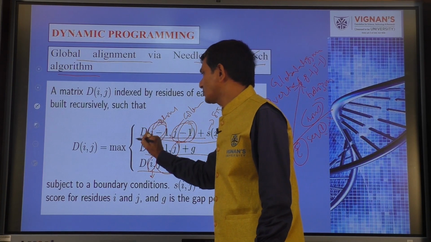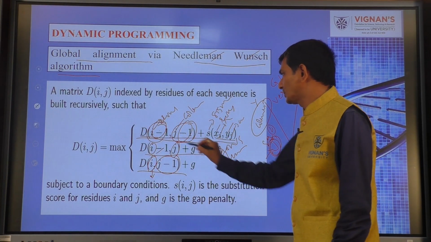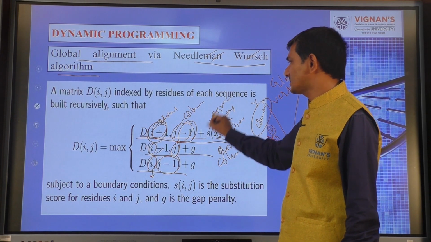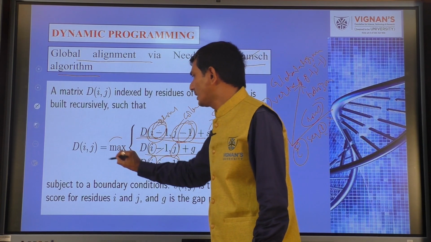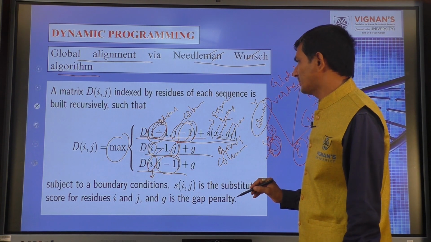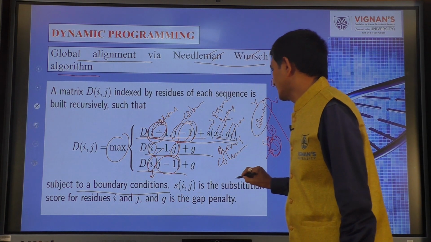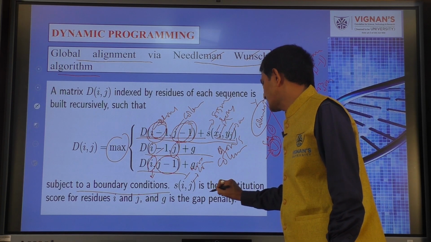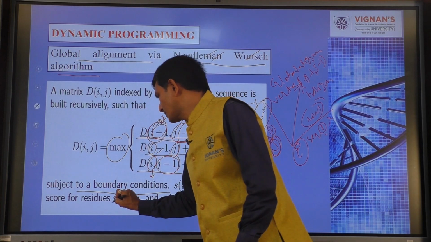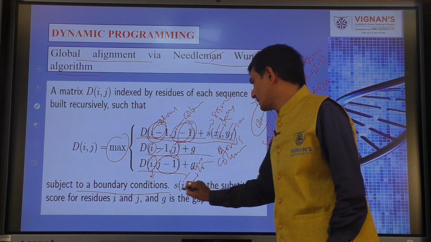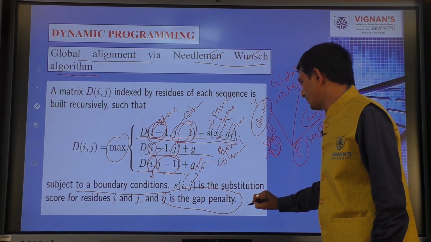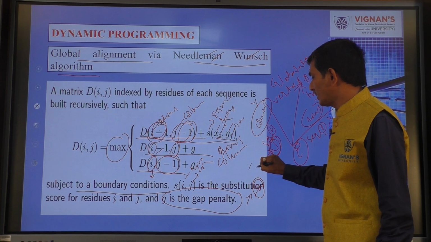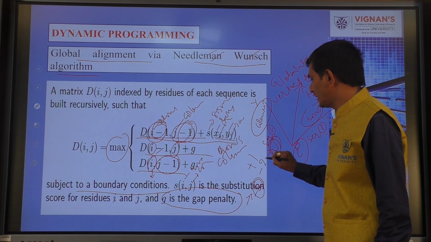So, once the values are calculated along these three orientations, change in both row and column, change in row, as well as change in column, we need to pick the maximum of the three, subject to boundary conditions, where i indicates rows and j indicates columns, s is the substitution score for residues i and j, and g is the gap penalty. As we have seen in the previous slide, gap is assigned a value of -2, match is assigned a positive value of +1, and mismatch is assigned a negative value of -1.